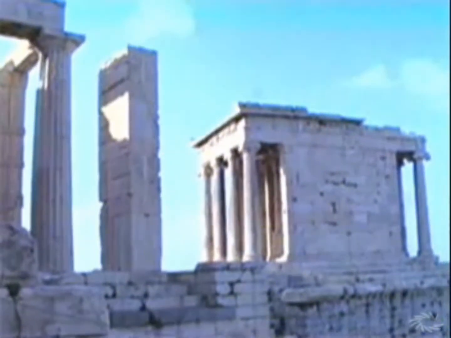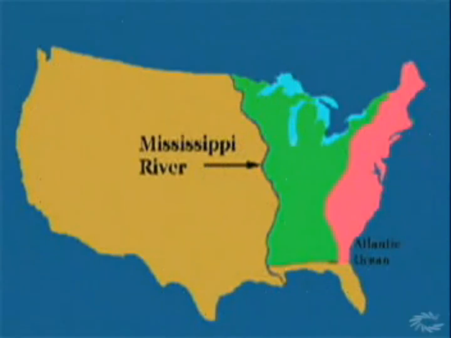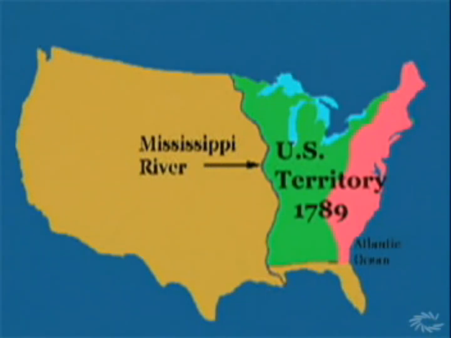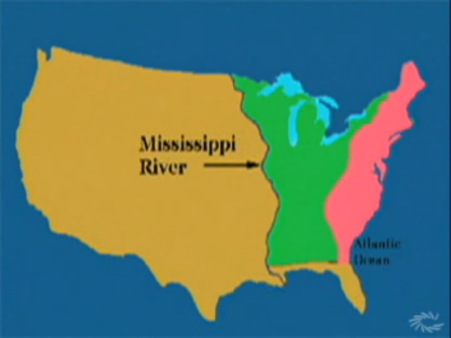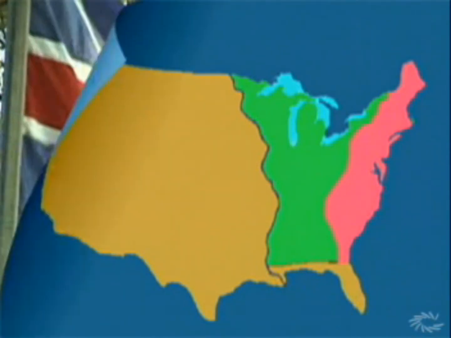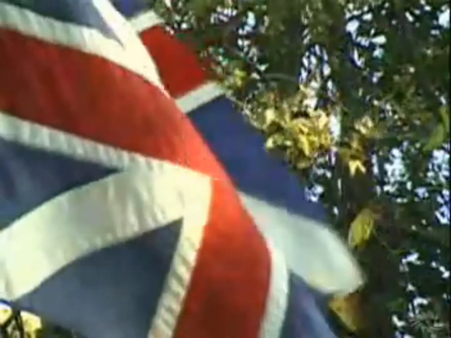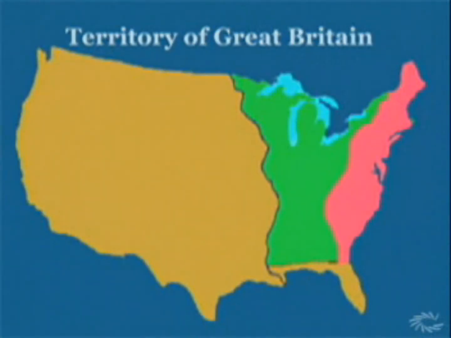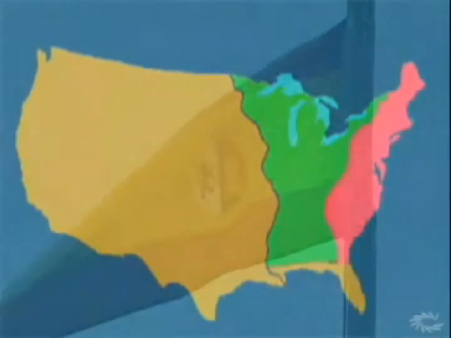In 1789, the year Washington was elected, U.S. territory extended from the Atlantic coast to the Mississippi River, far beyond the boundaries of the original 13 colonies. Even so, most of North America was not under the control of the United States, for to the north in Canada lay territory controlled by Great Britain, while to the south and west lay territory mostly claimed by Spain.